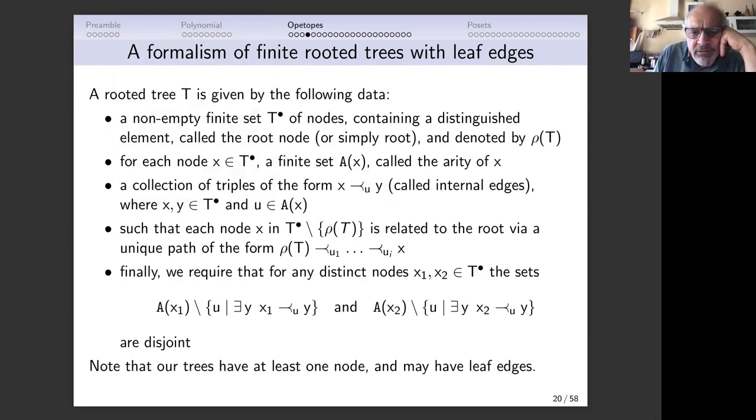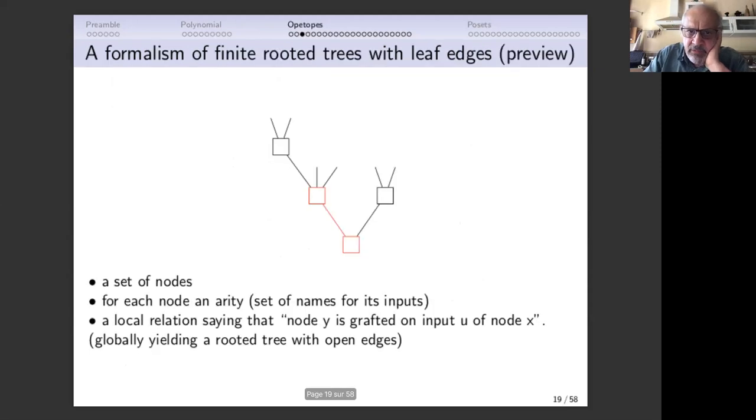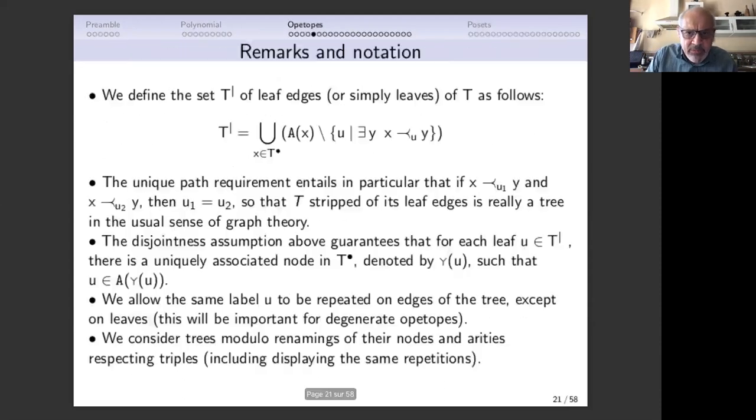And finally, I require that the names I use for the edges do not repeat when the edges are open. So in these trees, you have two notions of edges. You have internal edges and you have leaves. What I insist on is that leaves are named all differently, but I tolerate that names of internal edges could be repeated. Okay, so maybe I will skip the details here. I will just say that there's a notation here that might be useful in the sequel.